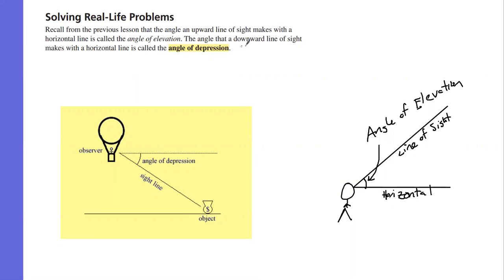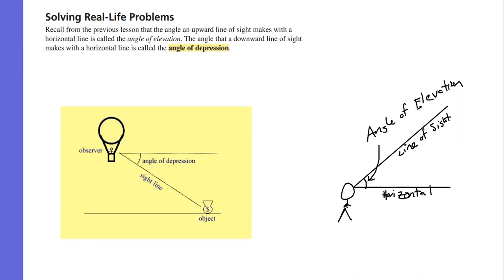The angle that a downward line of sight makes with the horizontal line is called the angle of depression. So if I'm up here and I am looking down at something, so there is my line of sight looking down, and here is my horizontal. This angle right in here is my angle of depression.